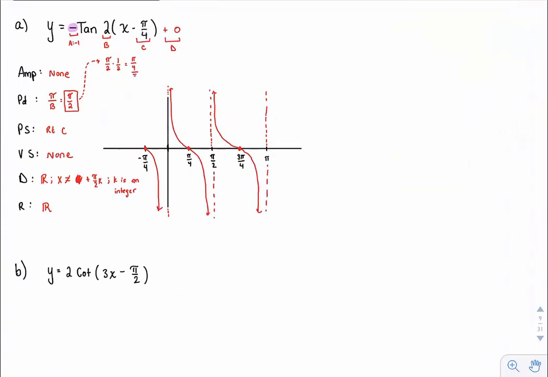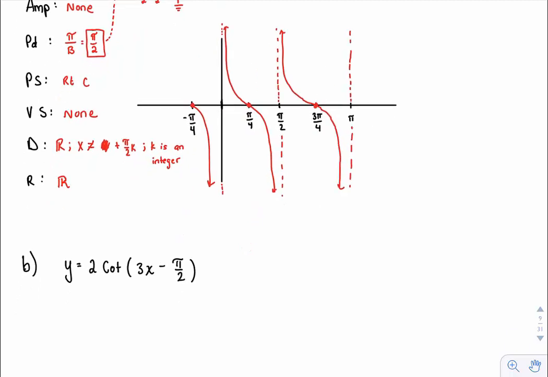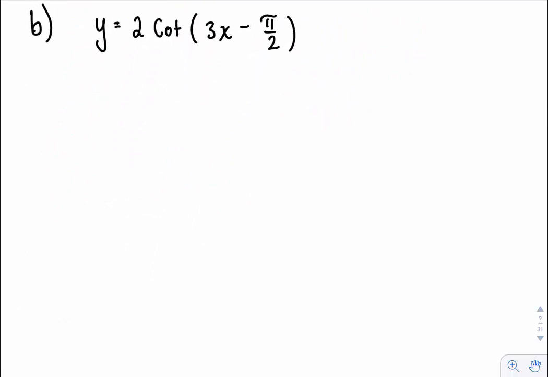Okay, so there's your graph and all your information for tangent, and in a way it looks like this is a little bit less work. It's different though, so you got to kind of get used to those, especially when you have to do secant, cosecant, and tangent, cotangent at the same time, and they have different periods, so there is a different process to this. But there we go. So that is example A. Now we're going to go to our last one with cotangent.